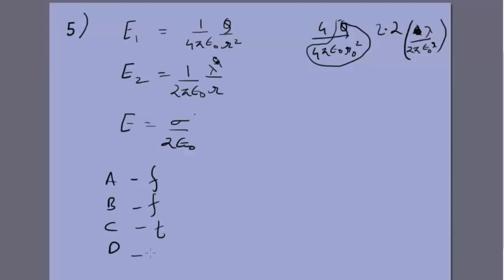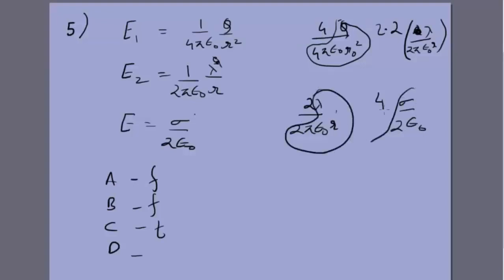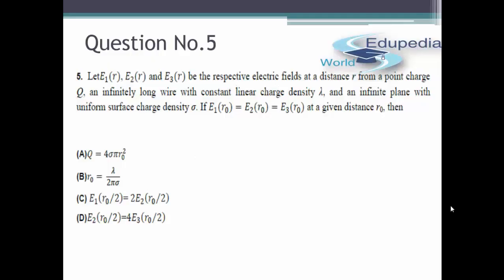And for D, we are given E2 of r naught by 2. That is 2 lambda by 2 pi epsilon naught r. And on the other side, we are given 4 times E3 of r naught by 2. But E3 is a constant, sigma by 2 epsilon naught. And we know this thing is equal to this whole thing. So 2 and 4 are not the same. So this will not be true. So this is false. Which means the answer to the fifth question is going to be C.